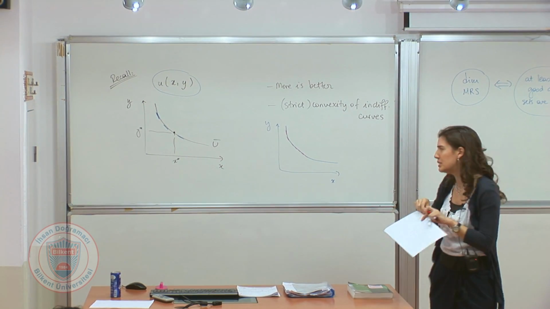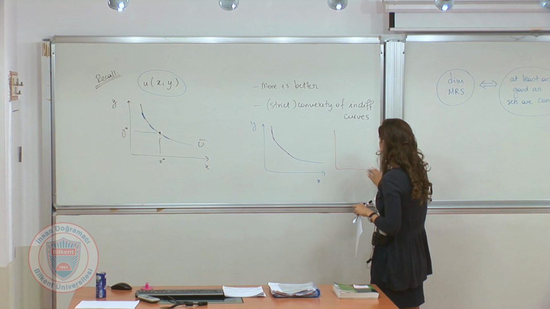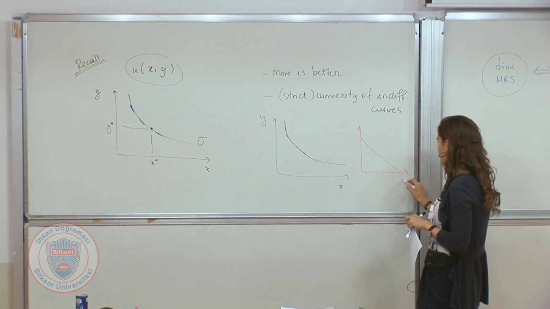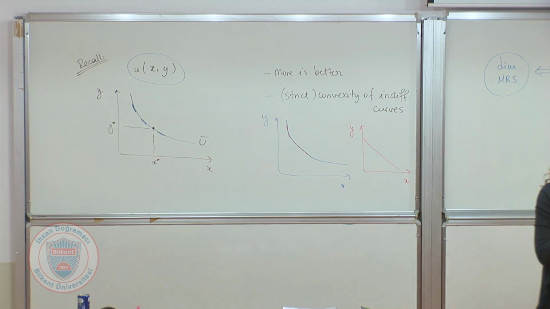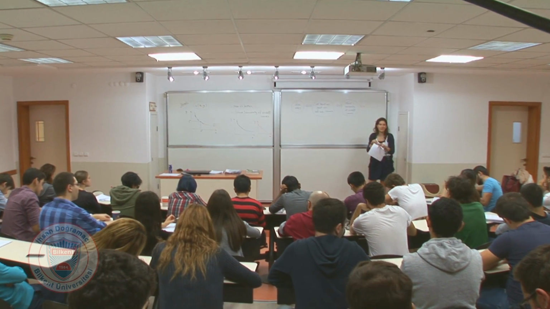For instance, this curve is also convex. It's linear, but it's also convex, right? But it's not strictly convex, okay? So if it's strictly convex, you don't have flat portions, okay? So that's what we said. And then this was the last thing that we were considering.